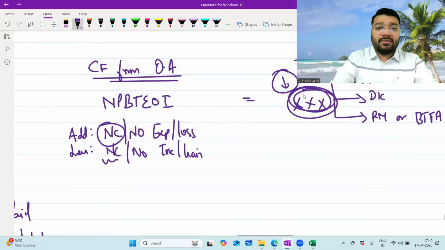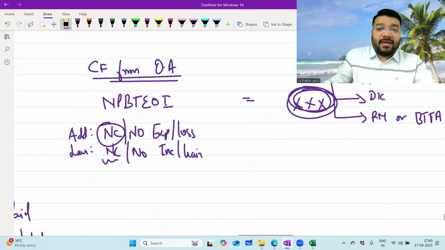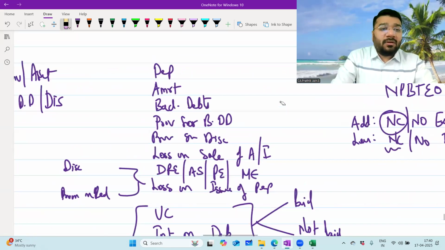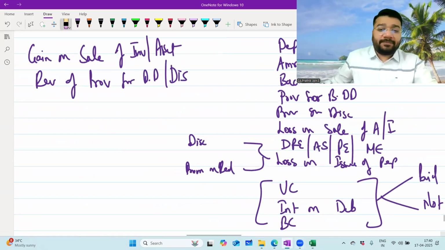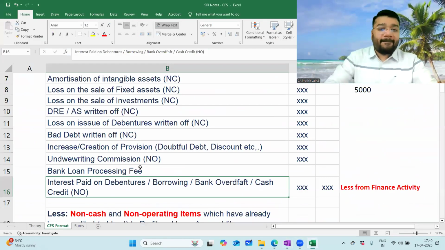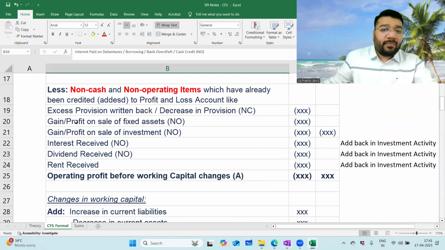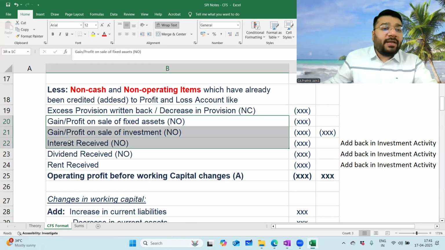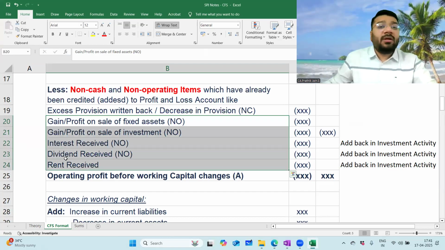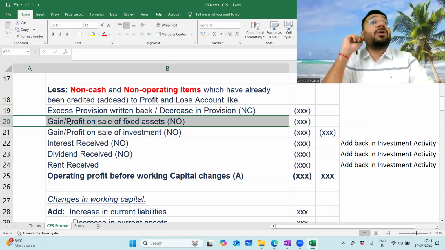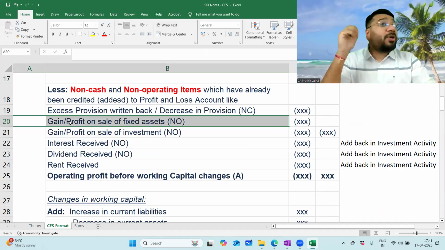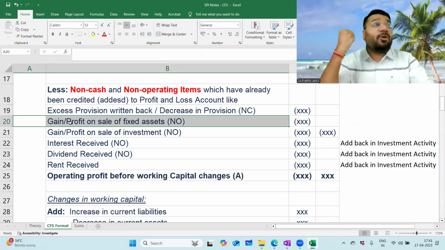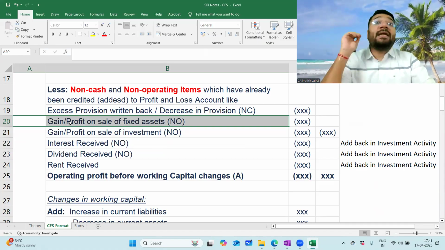Okay. Now, next. Non-operating income, please. Non-cash, we have written. Non-operating is what? Gain, profit, interest received, dividend received, rent received. All these are non-operating. Gain, to be more honest, is not non-cash. It is non-operating. How can I say it is non-cash? Because on profit on sale of asset, you are actually receiving money, no? Money is coming, so it is non-operating. That is the right term.